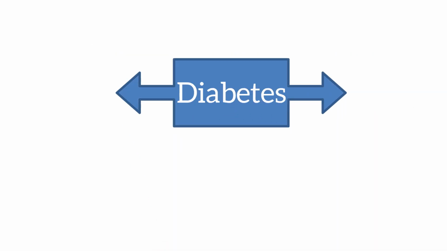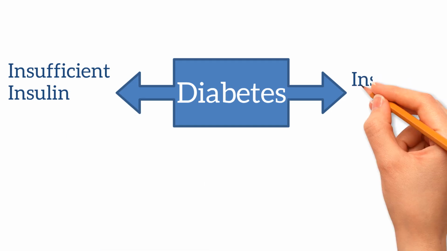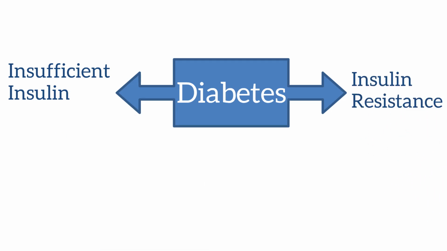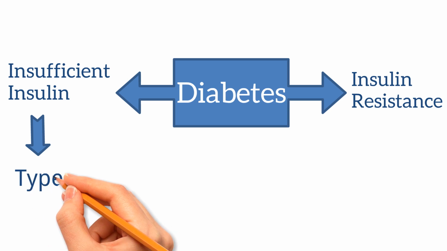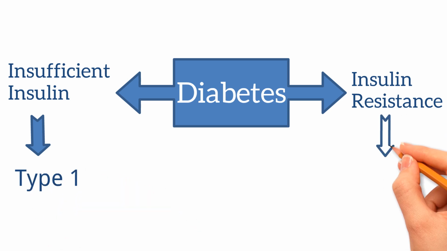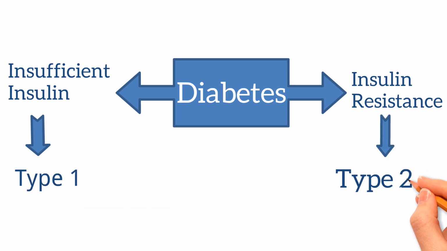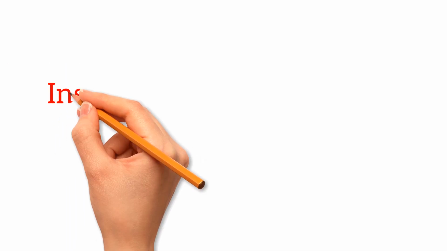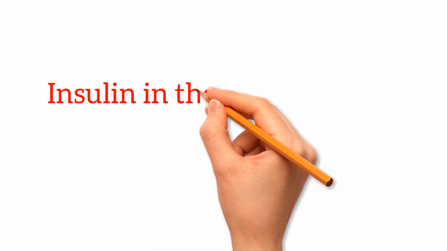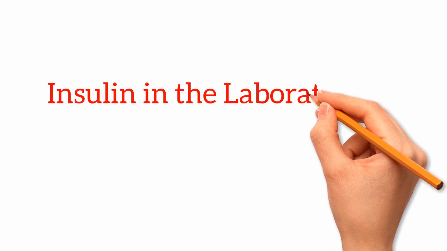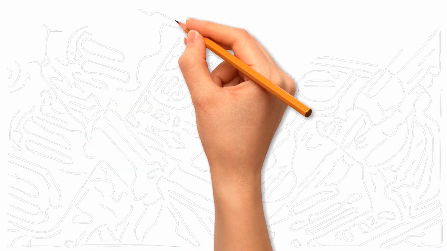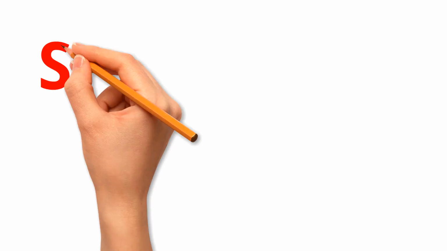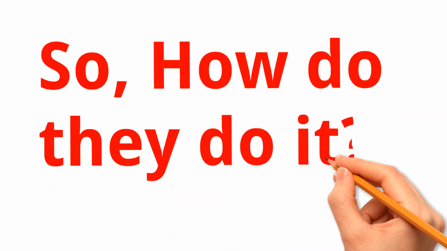This can be due to insufficiency or no insulin from the pancreas, that is type 1 diabetes, or it can be insulin resistance, where the receptors do not bind to the insulin molecule, that is type 2 diabetes. So understanding how insulin interacts with the insulin receptors has led to development of insulin in the laboratory, hence opening a multi-billion-dollar market. So how do they do it?